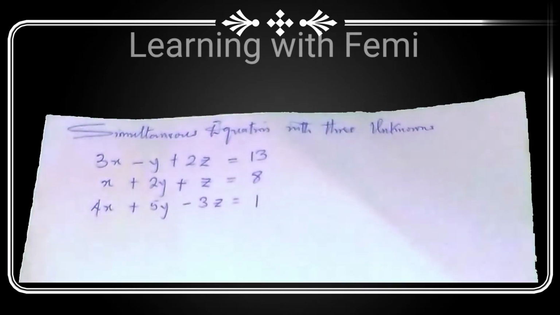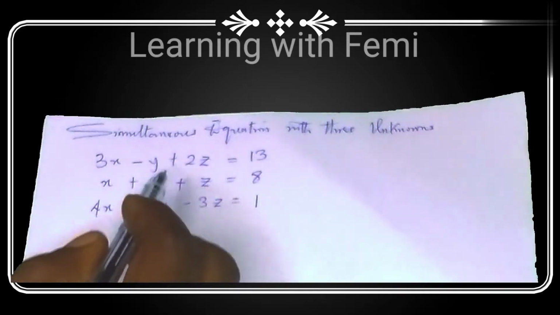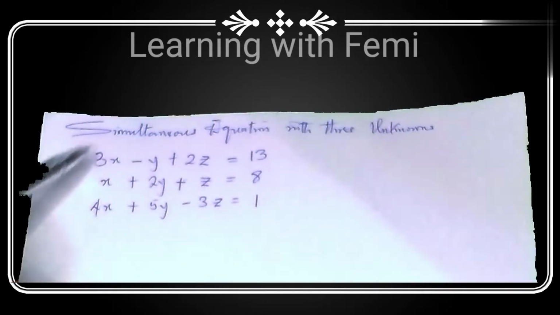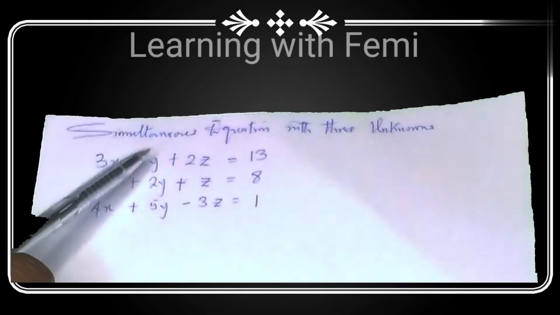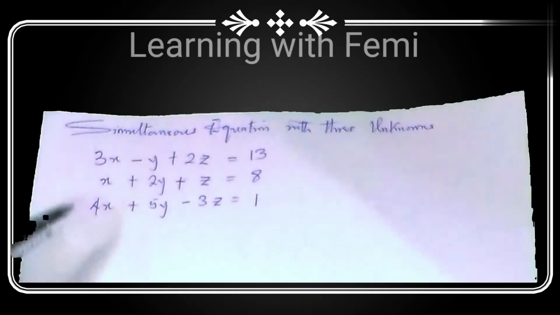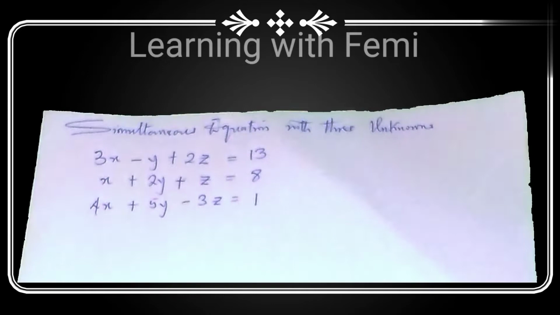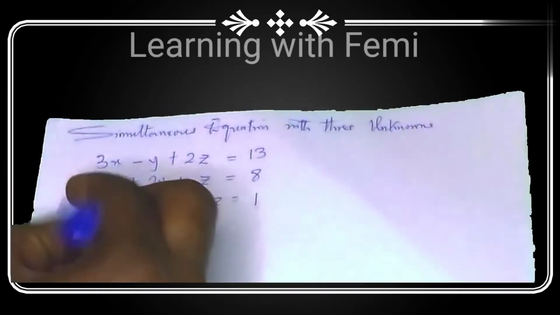Now we want to look at this question. To solve this question, we want to solve for one of these variables, one of these unknowns, x or y or z, by means of matrix. We want to use the matrix method to solve for one of them, and then use the substitution method to complete the other ones. Now, this is what we want to do.